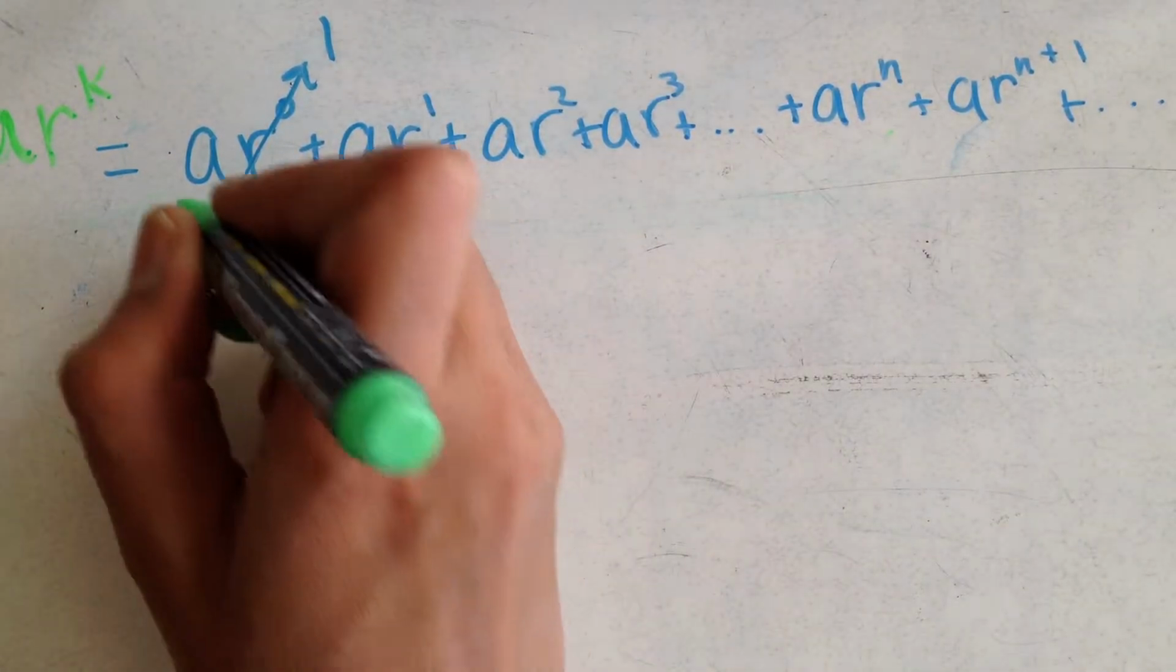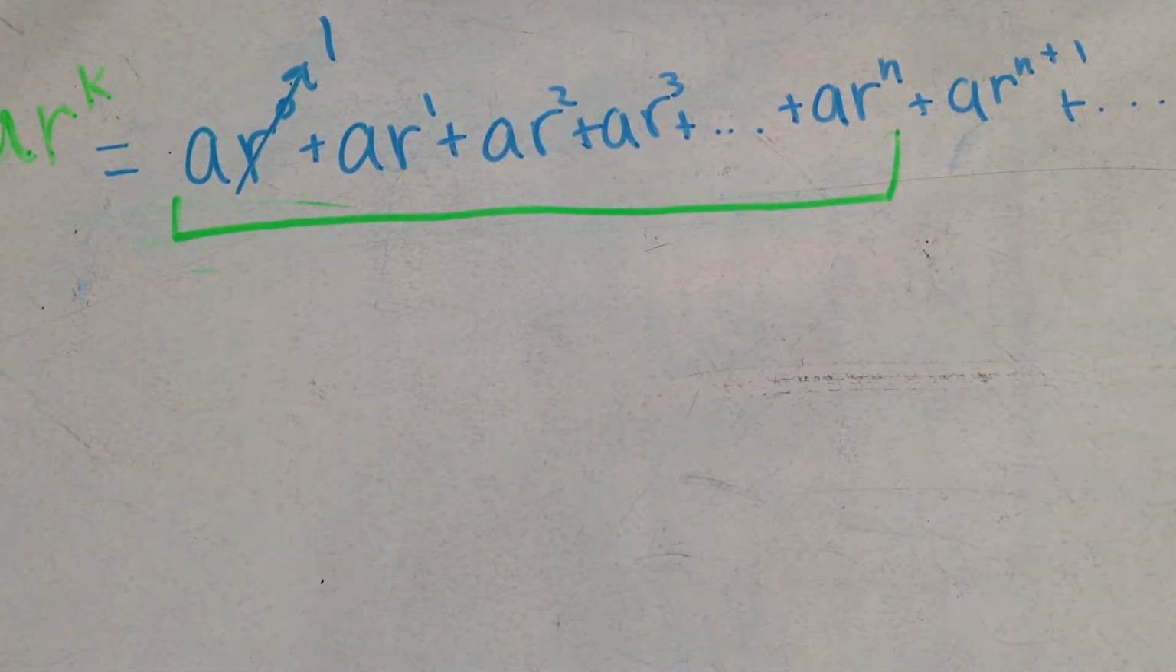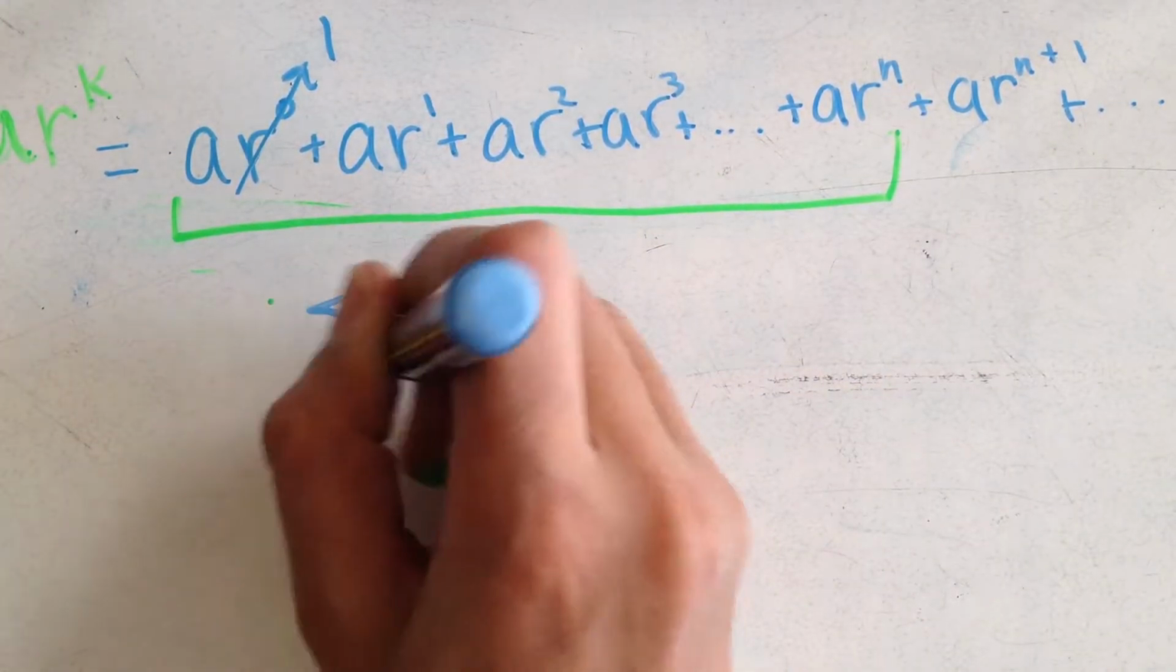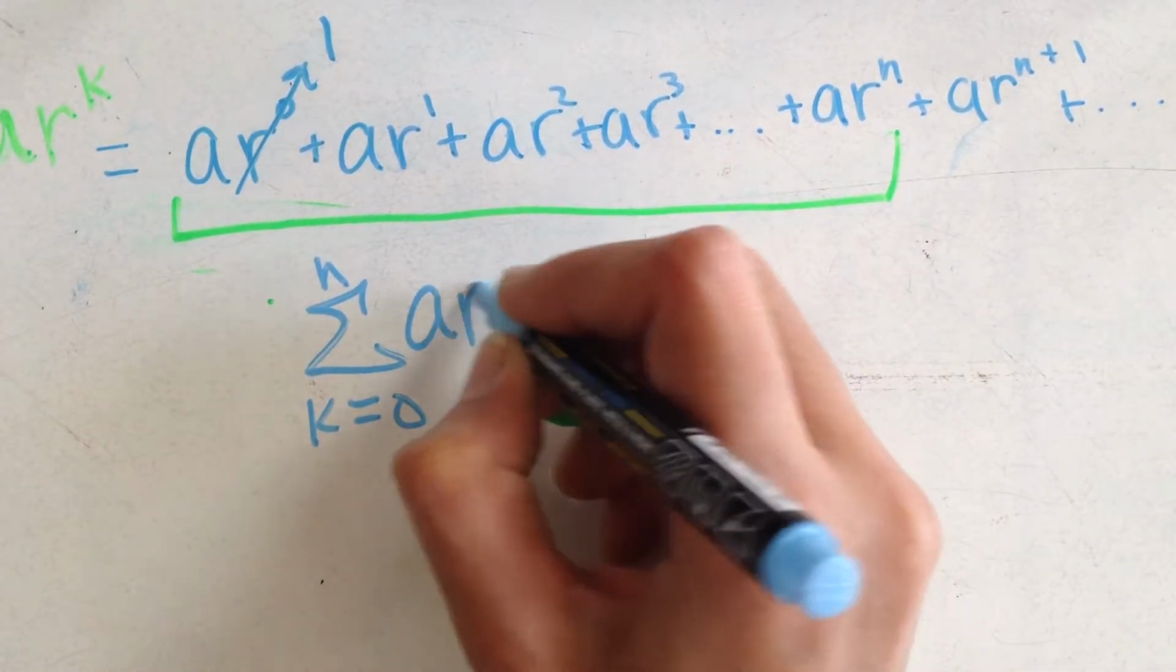Let's look at just the partial sum, the sum of the first n terms. We could write that as the sum from k equals 0 up to n of ar to the k.